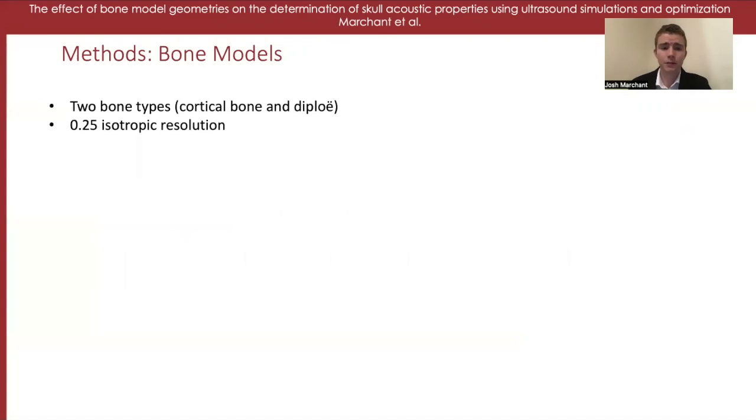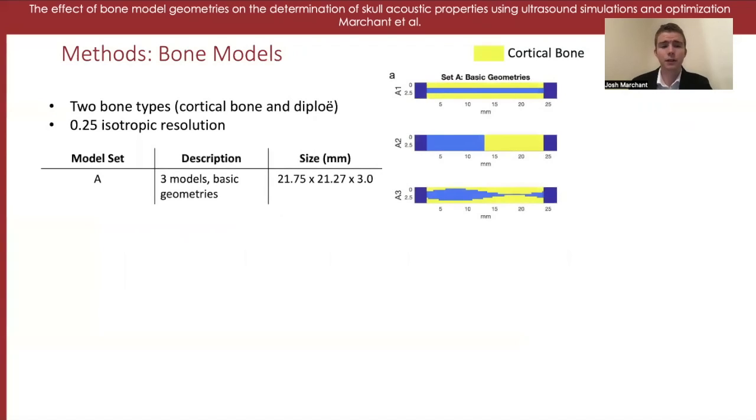Each quarter millimeter isotropic model had two bone types defined numerically as either cortical bone or diploid. Set A models, shown here as cross-sectional cuts of the total volume, had basic geometries designed to investigate the effect of various layer patterns in the model on the final output pressure pattern.